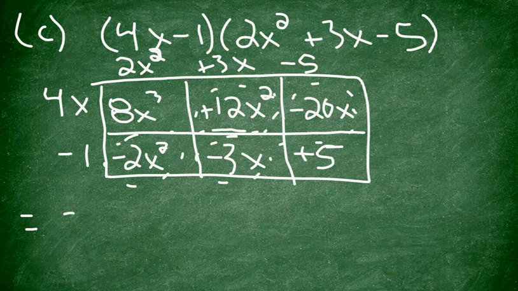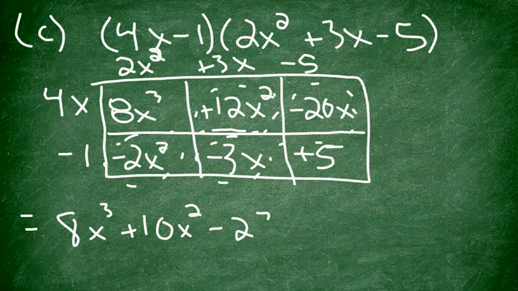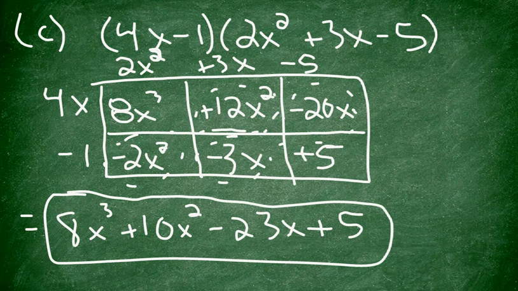Okay, so if I do all of that and I combine those like terms, 12x squared minus 2x squared is 10x squared. Negative 20x plus negative 3x is negative 23x. And then we have the plus 5. So that is my final result for that one. Okay. All right, let's keep going. So we are on question D now. So question D.